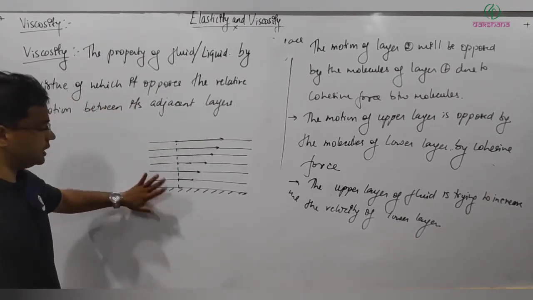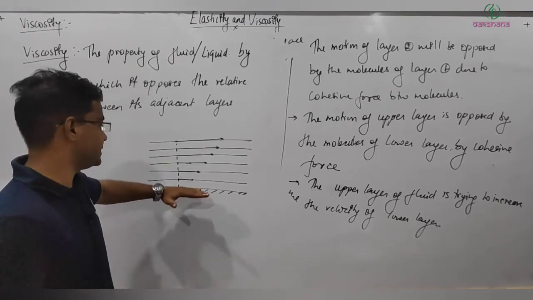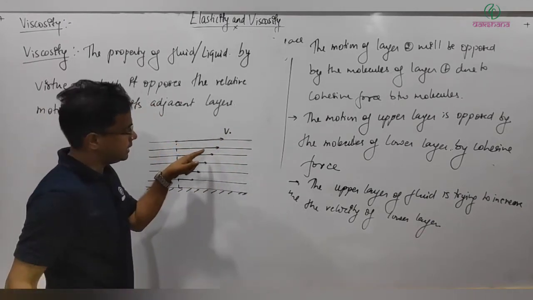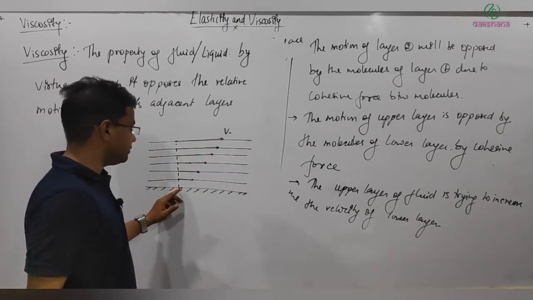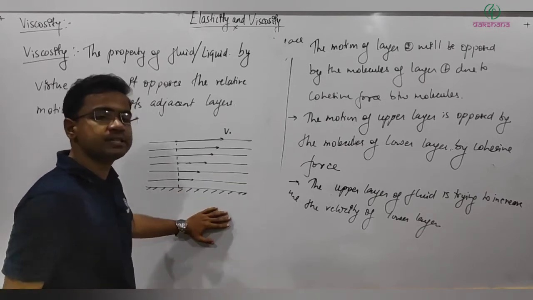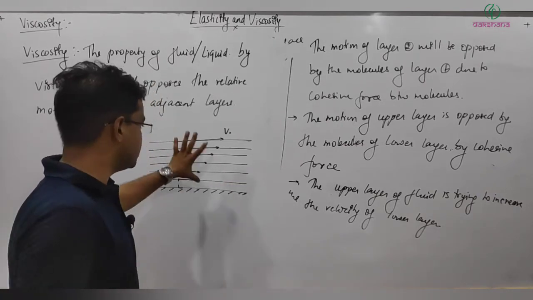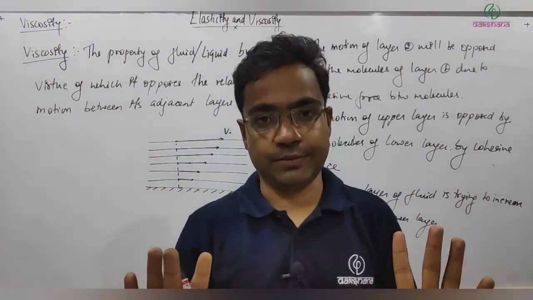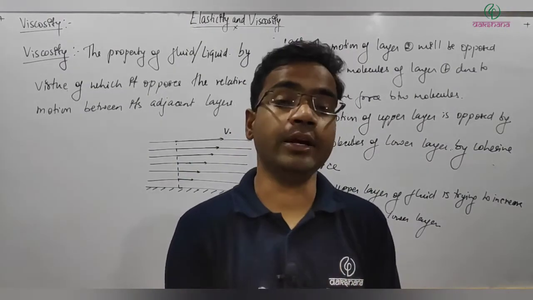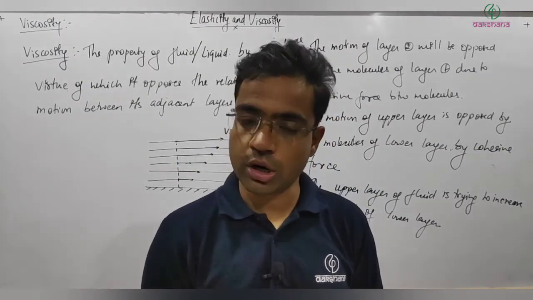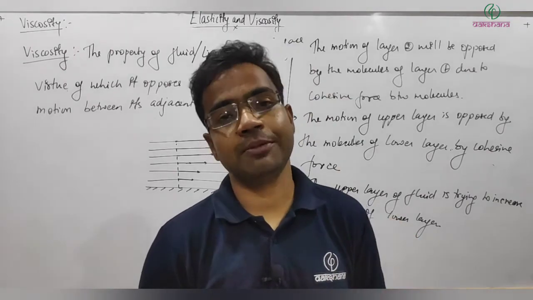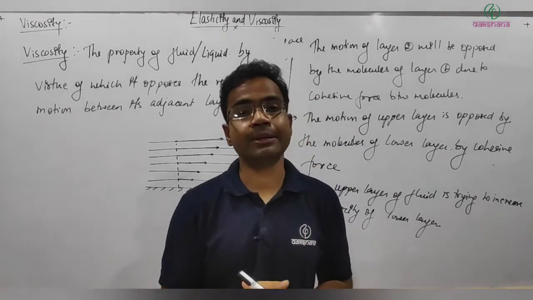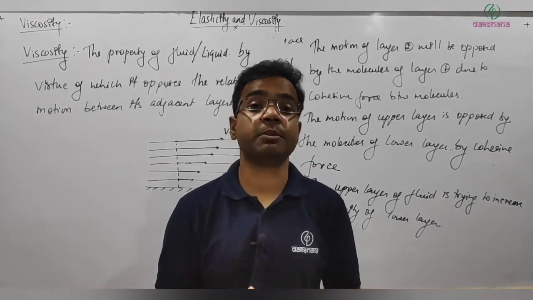Here we can understand this is the bottom surface with different layers. The velocity of the top layer is highest, then it decreases lower, and the layer in contact with the bottom surface will be almost at rest. So this property, and why is it a property? Because of cohesive force. Any liquid where the cohesive forces are stronger, we say the viscosity of that liquid will be higher. So viscosity is basically proportional to density.